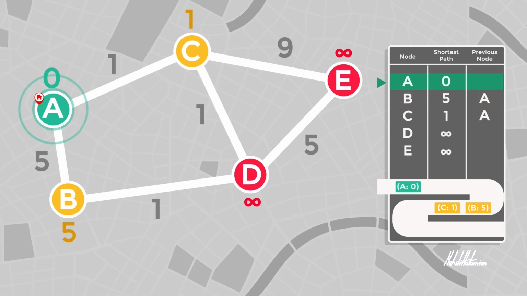So based on the current costs, we see that C has the smallest value. We now choose C as the next node to process. At this point, A is fully processed, and there is no reason to return to it anymore. We say that A is visited, meaning its shortest path is final and will not change.